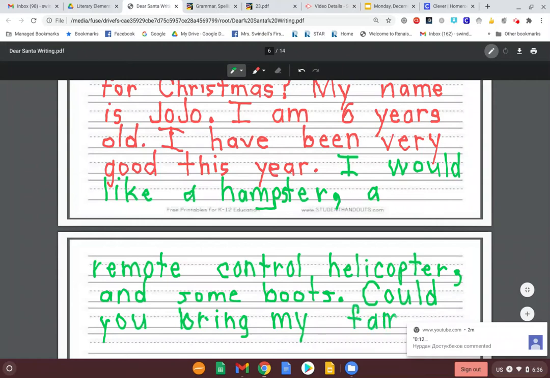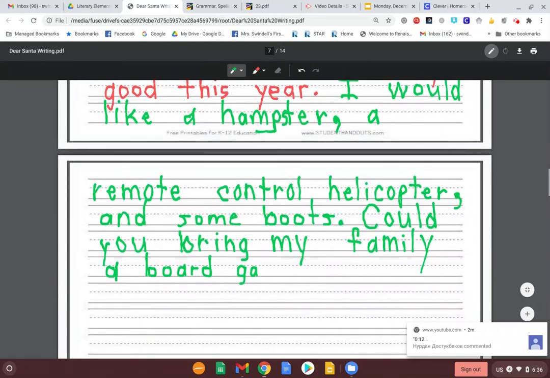This would be the whole family, not just your brother or sister. Could you bring my family a, and I'm going to choose 3 things to bring my family so I can make a list again. Could you bring my family a board game? That would be nice to play together. Could you bring my family a board game? Let's bring this up a little bit. Game. And then I'm going to put a comma because I have something else I'd like for him to bring my family.